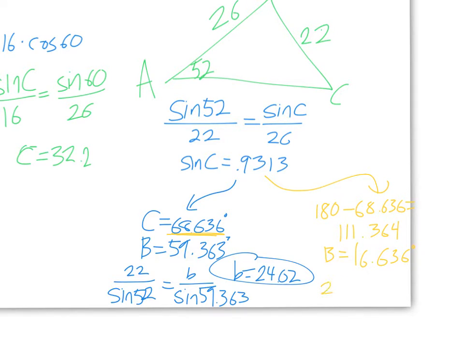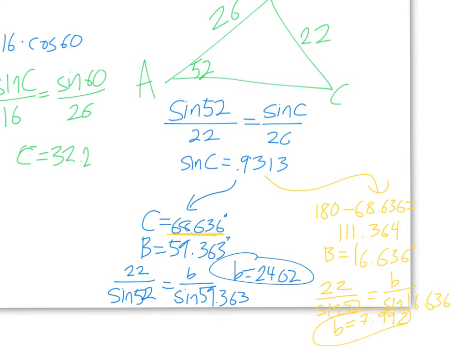So 22 over sine 52 is equal to b over sine of 16.636. 22 divided by sine of 52 times sine of 16.636. We get b is equal to 7.992.